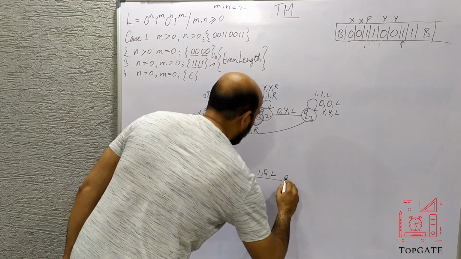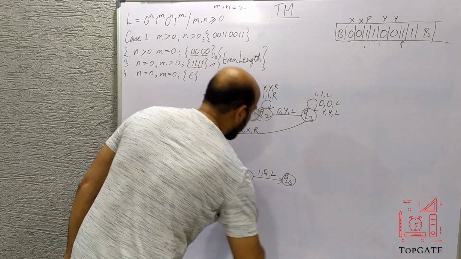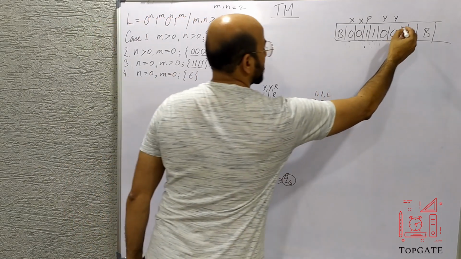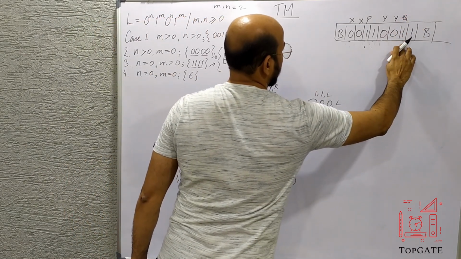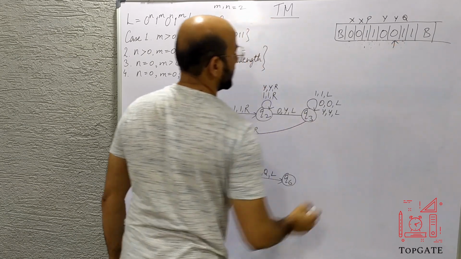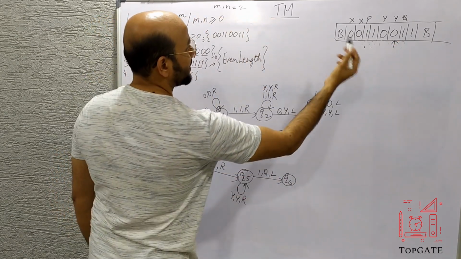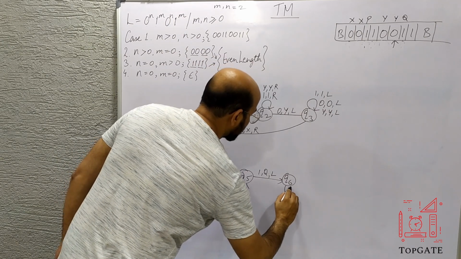Okay, and the state will be Q6 this time. Okay, and this will be changed to Q and the pointer will now point to this Y. Okay, so I need to skip everything now. So what I'll skip, I'll take a self loop.